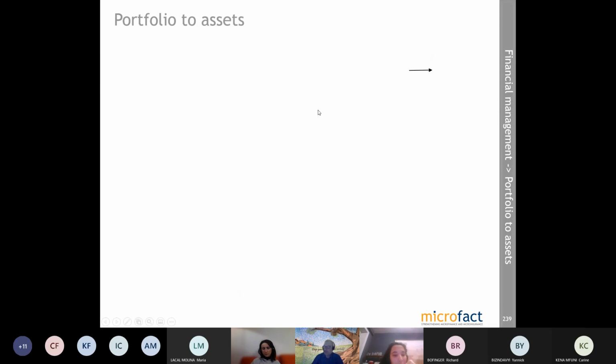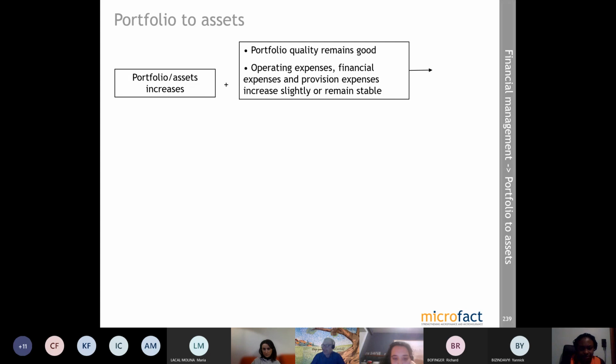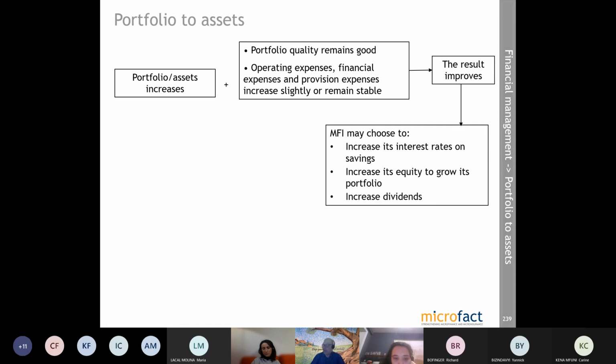So these are all the indicators. And now, before we close, we go to heaven. And I know it's an extremely exaggerated figure, so don't blame me. But it gives you the idea how you can become rich. If you have a portfolio to assets that is increasing, and you have a good quality, and everything remains stable, then you have a higher result. And if you have a higher result, you can see what you do with this money.